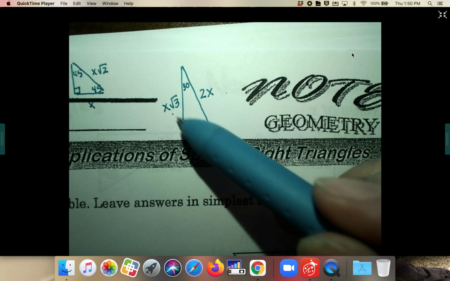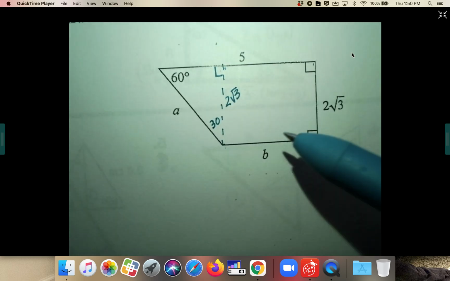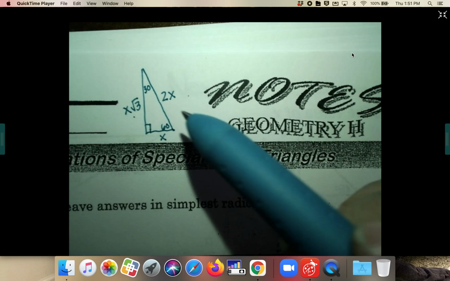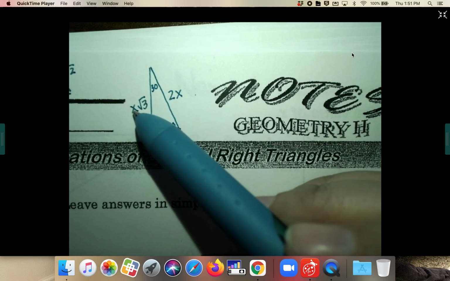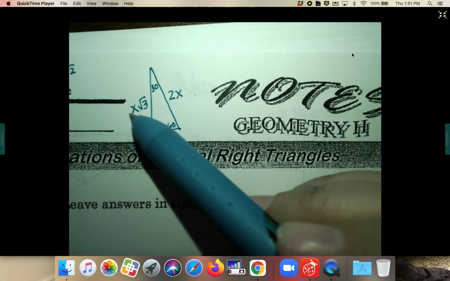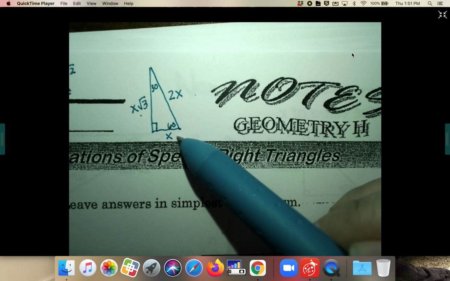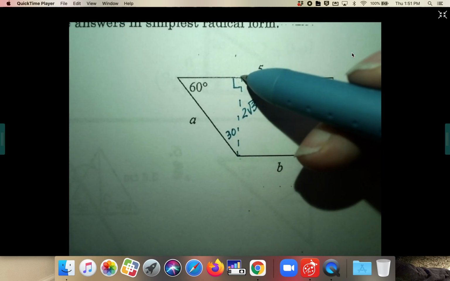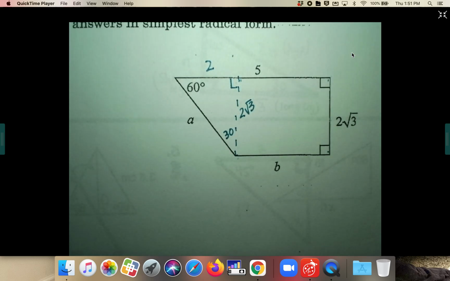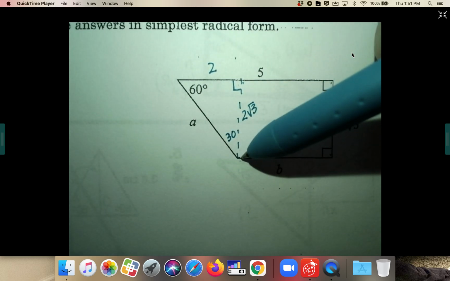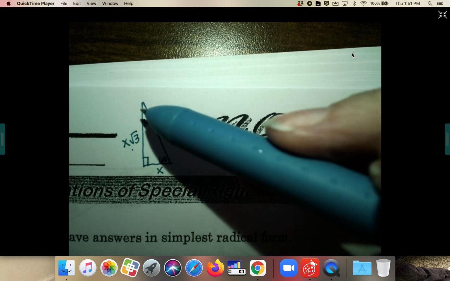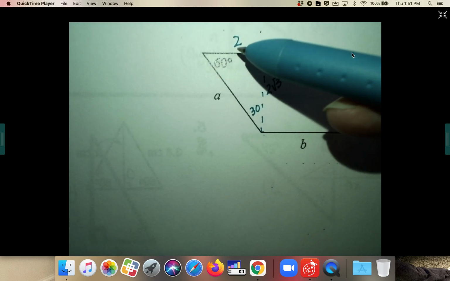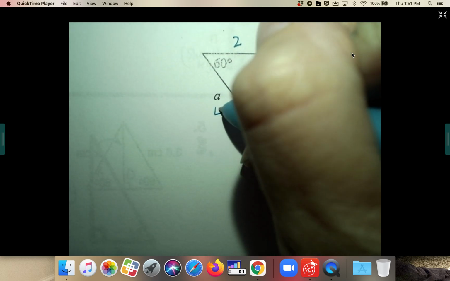This is 2 root 3, and the 2 is outside of here, which is our x. So if it's x root 3, and we already have it as 2 root 3, then that means x is 2. So the short leg is 2. That's what makes it a little easier. So the short leg is 2. And the hypotenuse in a 30, 60, 90 triangle is double whatever x was. So if x is 2, double 2 is going to be 4.